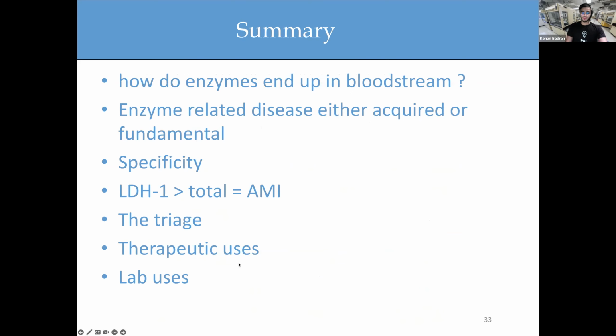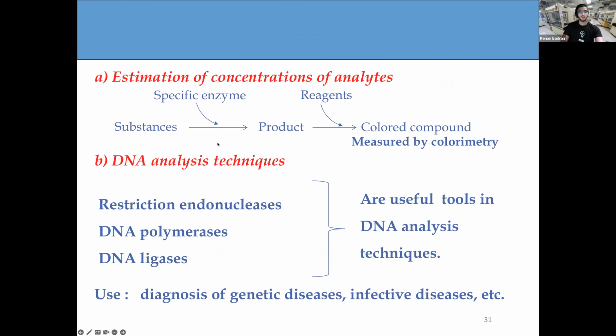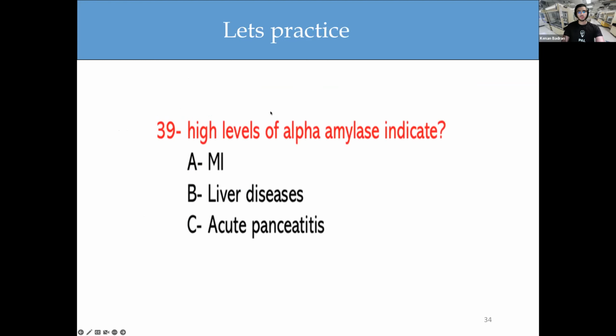Now, therapeutic uses: for leukemia, asparaginase, or for DVT or MI, you use TPA, urokinase, or streptokinase. And lastly, the different lab uses, which you've already covered in 2 other lectures beforehand. Now, let's practice.